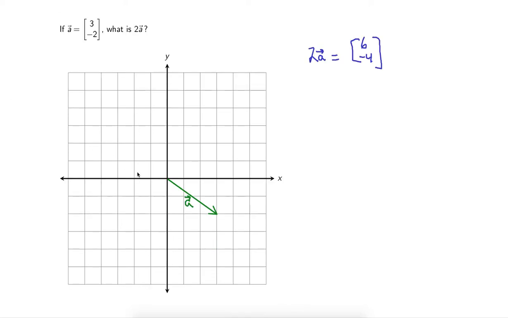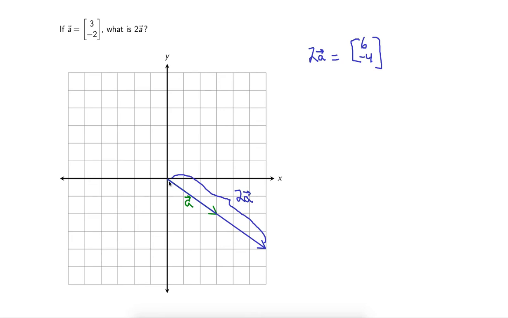So if we graph that, we're going to start at the origin, go over 6 units and down 4 units, and right about there is 2 times vector A. So this whole length right here is 2 times vector A. Notice that if we were to create a right triangle here and use the Pythagorean theorem, the length of 2 times vector A would be double the length of vector A.